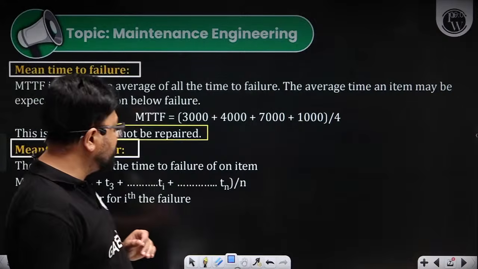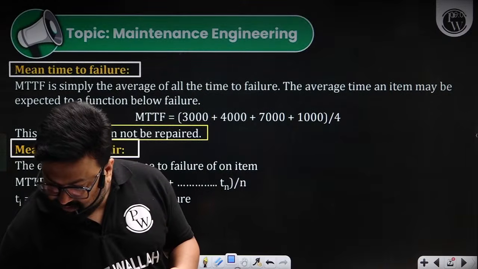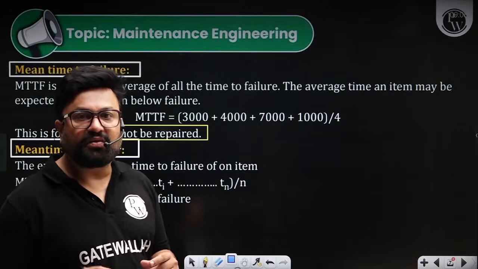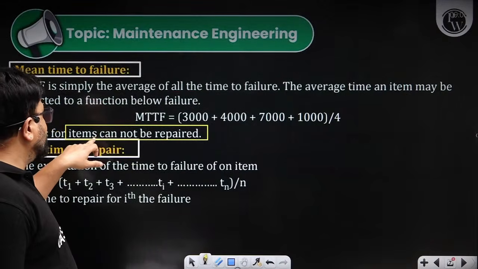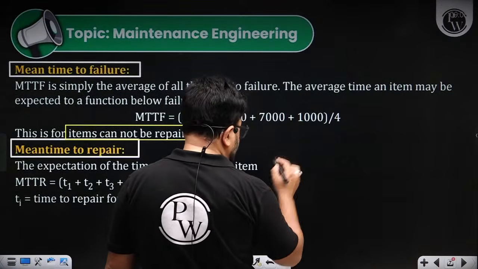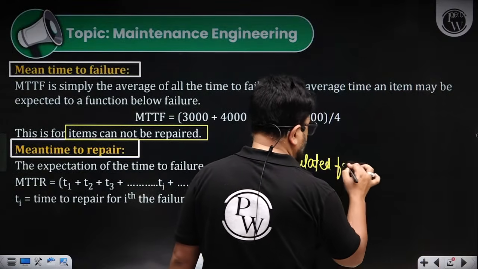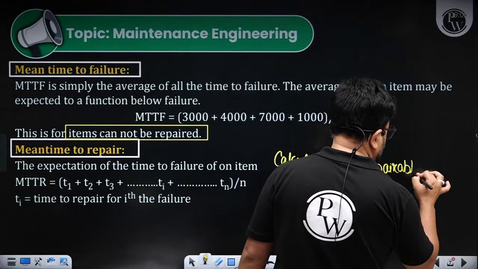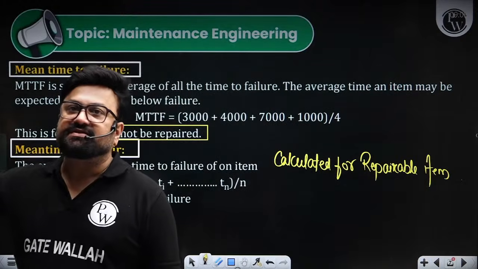Now mean time to repair, the expected time, okay, mean time to repair basically calculate किया जाता है repairable item के लिए. It can be calculated for repairable items. Let me rewrite. ये calculate किया जाता है for non repairable item, and ये calculate किया जाता है for repairable item, right? Repairable item जो like heavy machines or like machines, है ना?